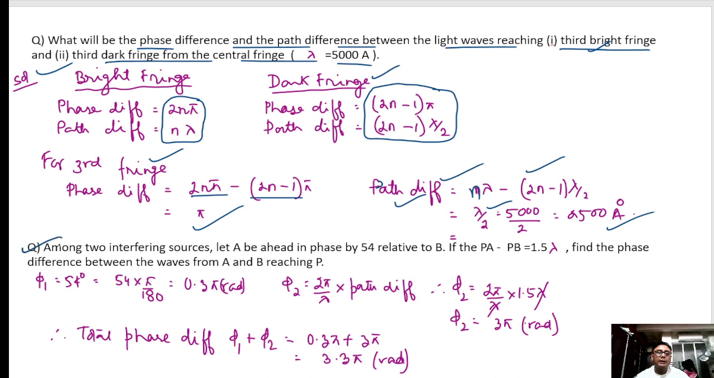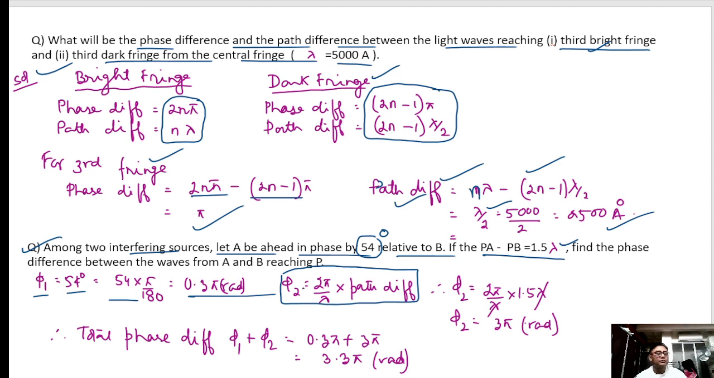Next is, among two interfering sources, let A be ahead in phase by 54 degree relative to B. 54 degree means the phase is 54 degree, which we can convert to radians. If PA minus PB is 1.5 lambda, so the path difference is given to us. We know phase difference is 2 pi by lambda into path difference. So we find out this.